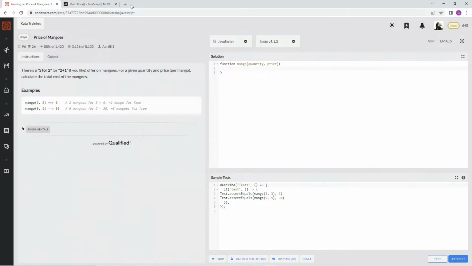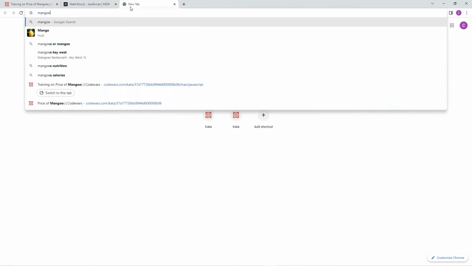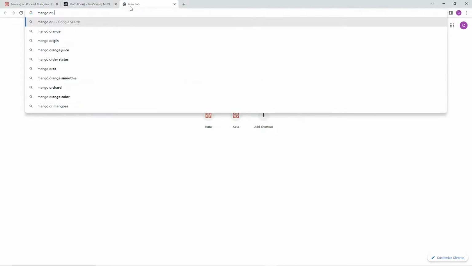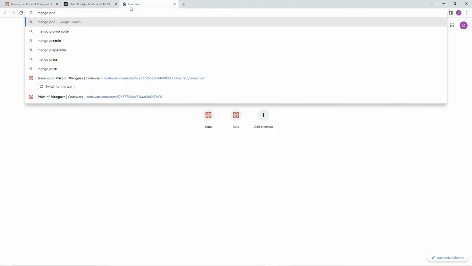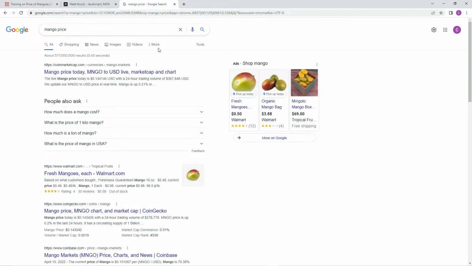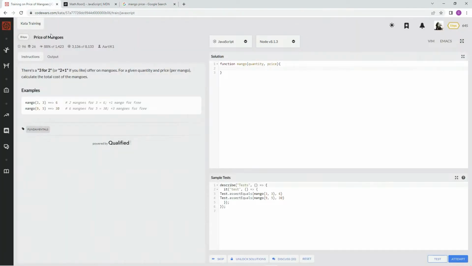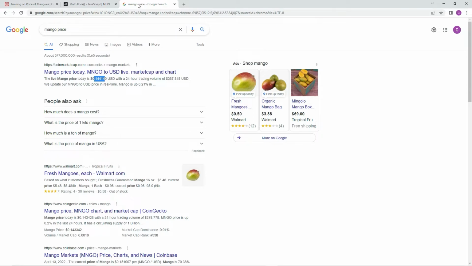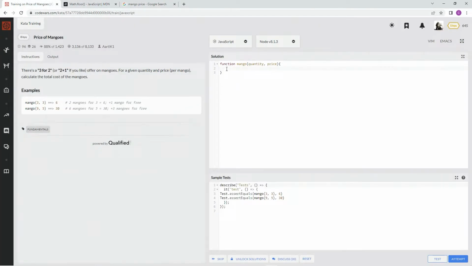Is that how much mangoes cost? Yeah, 14 cents. Anyway, whatever. Is that real? Anyway. Yeah, that's an expensive mango. Anyway, whatever. So, where were we? Anyway, so we're just going to do this.